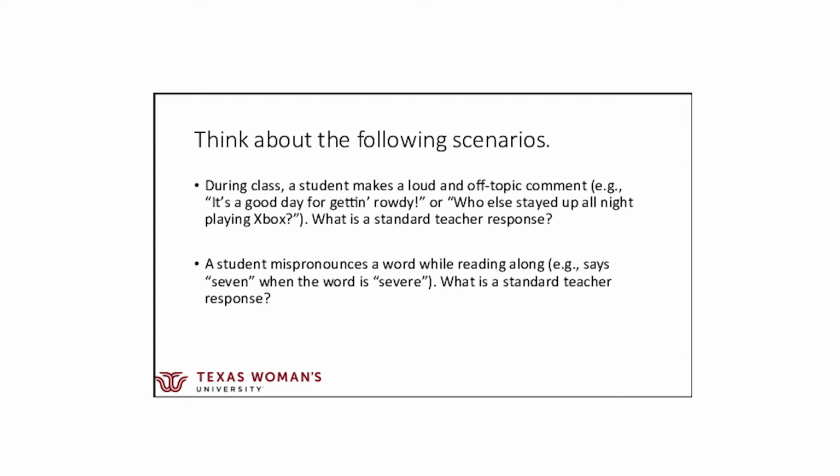So the student says 7 when the word is severe, like there was a severe thunderstorm last night. A typical teacher response here is to say, oh, hang on a second, why don't you try that again? I think you missed a word. The student goes back and reads it. Oh, okay, there was a severe thunderstorm last night. Teacher says, okay, much better, and then you move on. I think you can see where I'm going here, right?